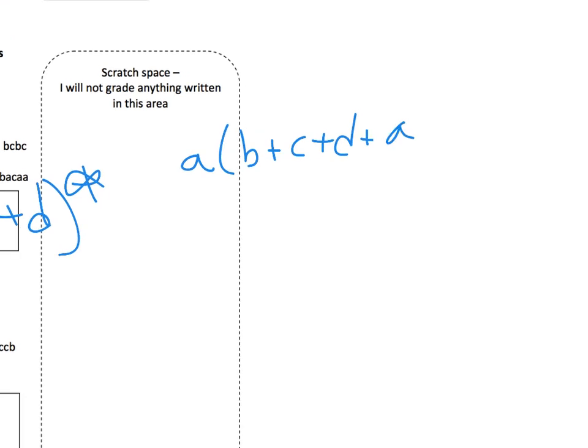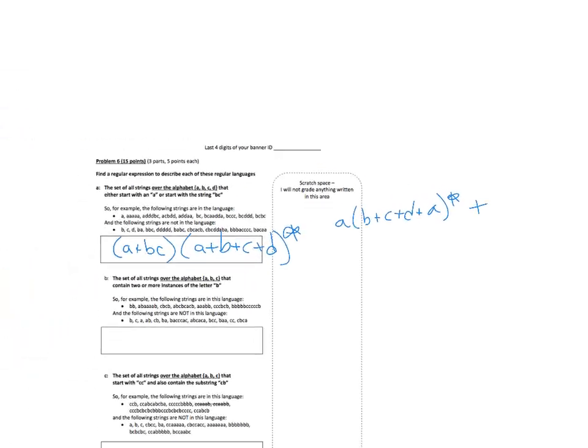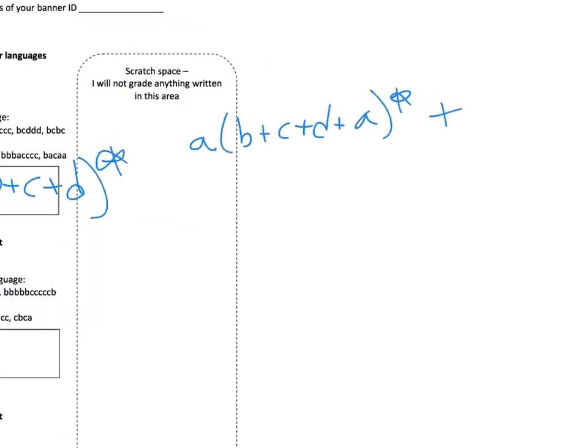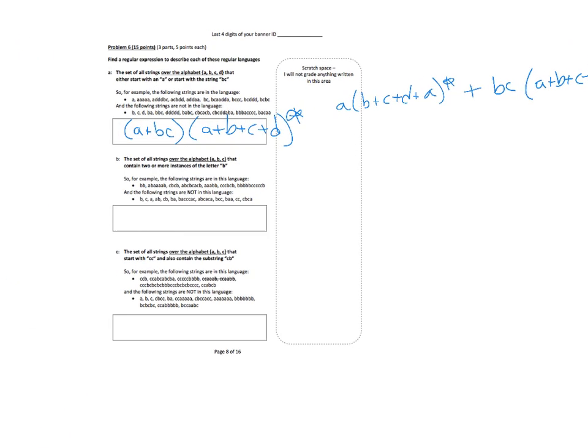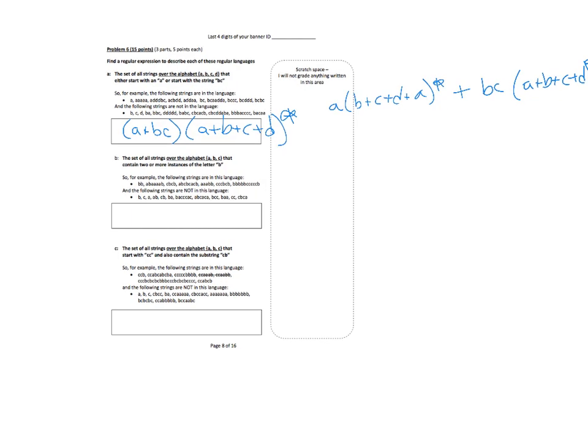Plus A starred plus, what was the other thing we had to start with? We either had to start with an A or a BC, or BC followed by (A plus B plus C plus D) star. So that's fine. That's a reasonable answer. So is this first one that I had there.